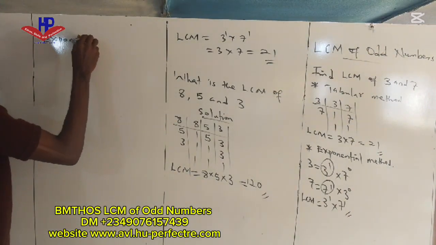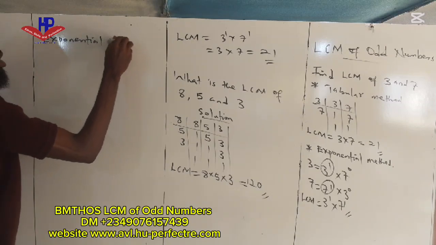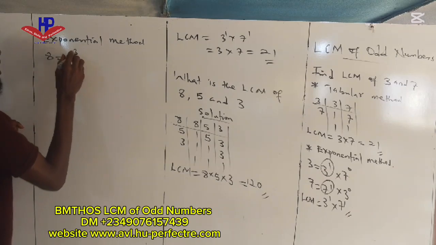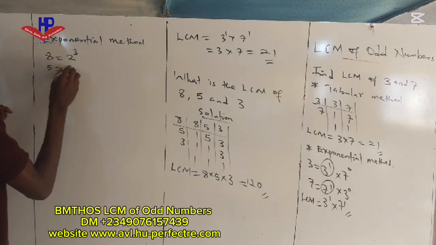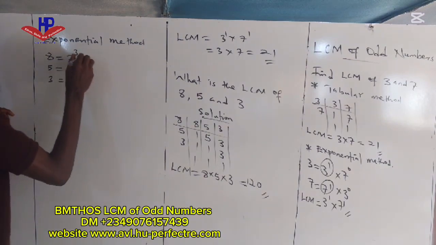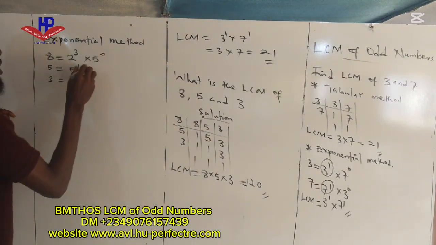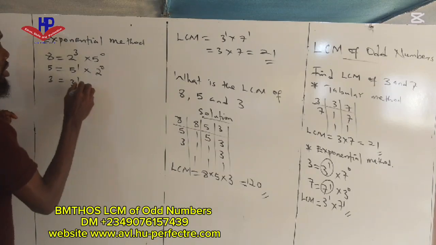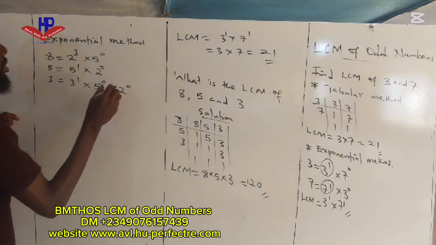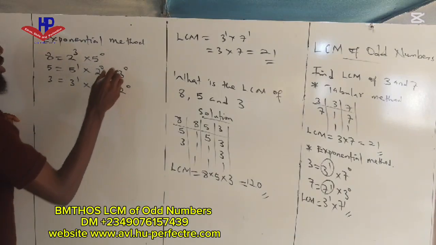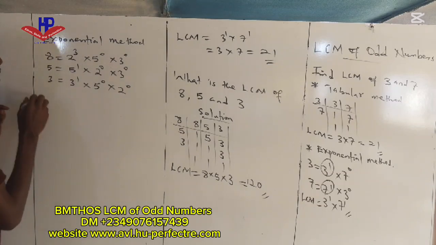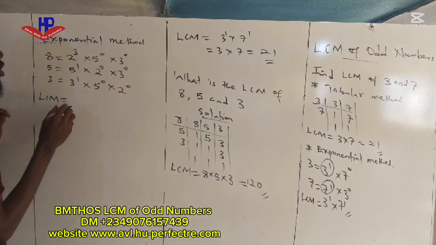Using the exponential method, we are going to express 8 as 2 raised to the power 3, express 5 as 5 raised to the power 1, and 3 as 3 raised to the power 1. Then we add the missing ones with power 0: 5 to the power 0, 2 to the power 0, 5 to the power 0, 2 to the power 0, and 3 to the power 0 where needed. So our LCM comes from the ones with the highest power.